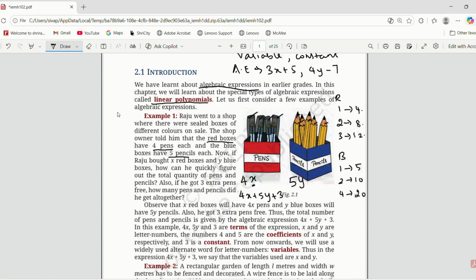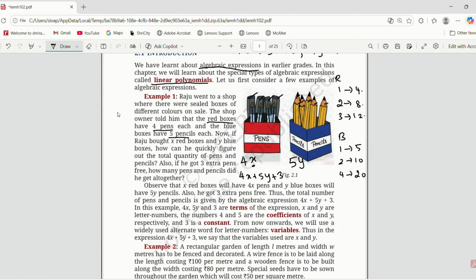Okay, so this is what is given in the next line. Observe that x red boxes will have 4x pens. See, x red boxes will have 4x pens and y blue boxes will have 5y pencils and 3 extra pens free. So they have added all the values and the algebraic expression is given as 4x plus 5y plus 3. So this is what we are getting with our idea.